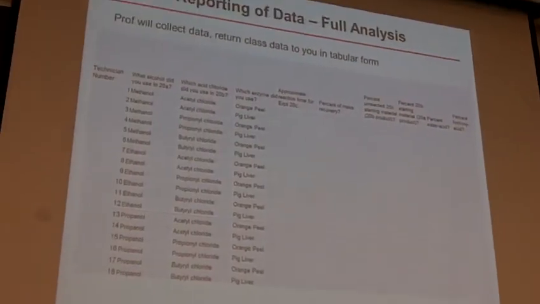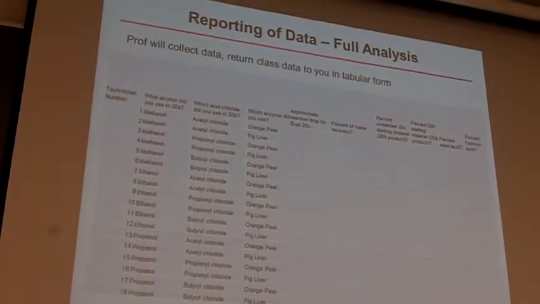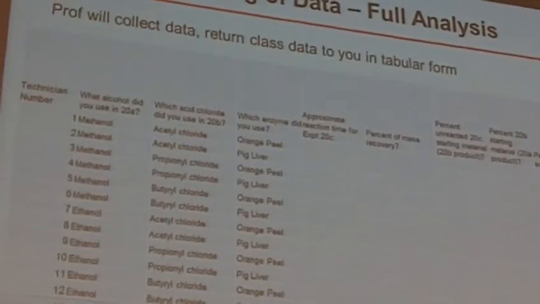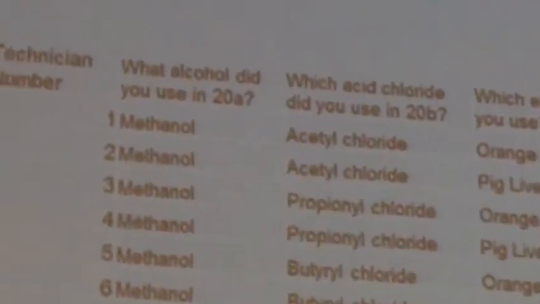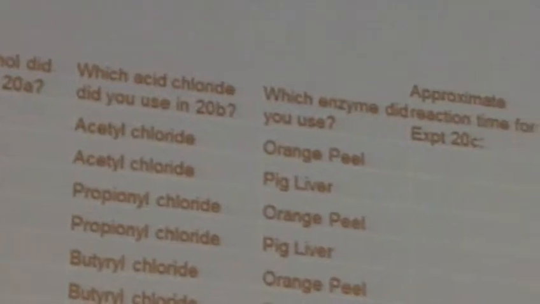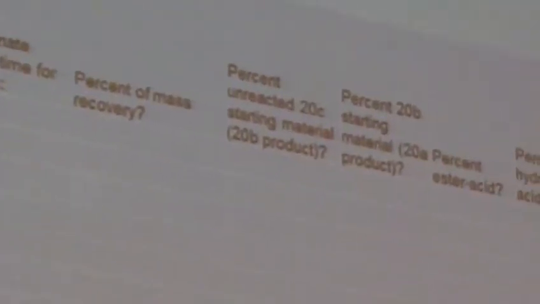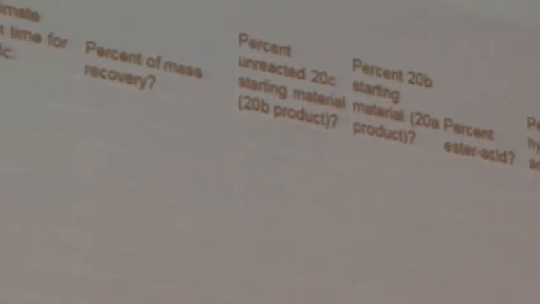So with that, depending on your lab prof, they'll have different ways of collecting the data, but we all sort of ask for the same thing. The basic information that's really easy: what alcohol did you use? What acid chloride did you use? Which enzyme did you use? I think several of them are following my lead now. I often will send you essentially a Google survey where you just answer each of these in a Google form.